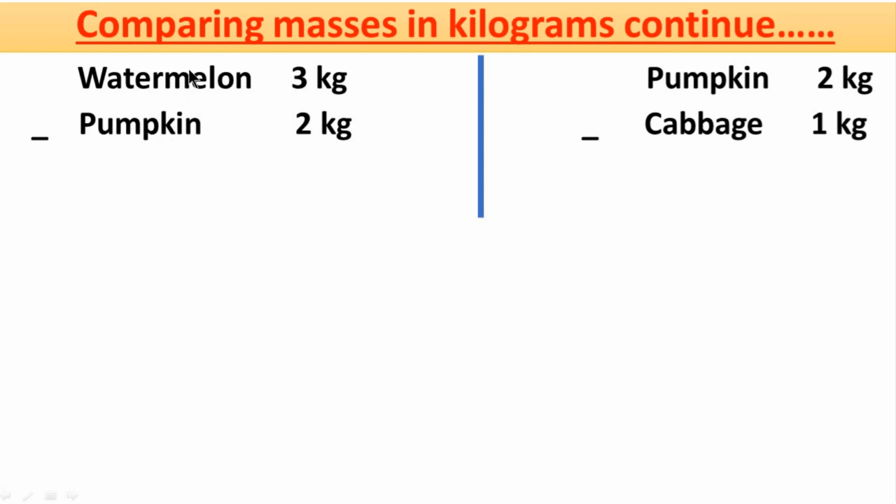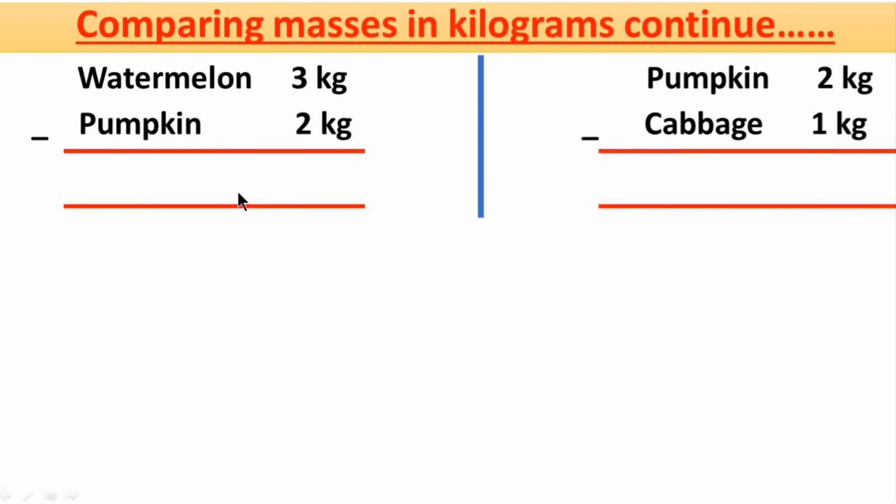So what is the difference between watermelon and pumpkin in kilos? Let's check it out. Okay, see. We will minus 2 out of 3. We will do subtraction here. We will cut 2 out of 3. What comes here? 1. When we cut out 2 out of 3, it will come here 1. And here also, what is the difference between pumpkin and cabbage? Pumpkin is 2 kg, cabbage is 1 kg. So we will do subtraction, means to take out minus. It comes again 1 kg.